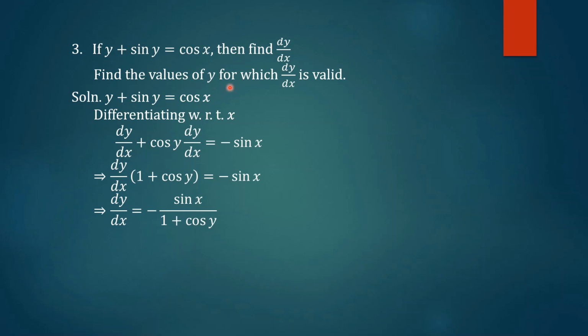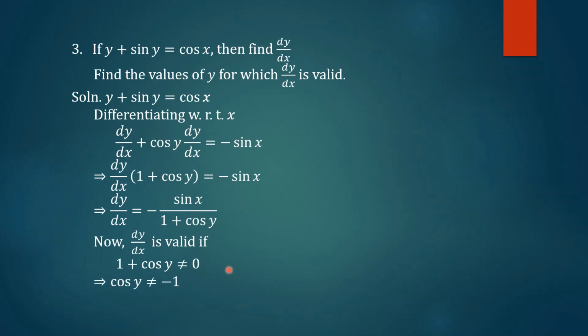Now the second part: you have to find those values of y for which this dy/dx is valid. You see, dy/dx is a quotient function, numerator divided by denominator, and any quotient function is defined only when the denominator is non-zero. So we write that dy/dx is valid if 1 plus cos y is not equal to 0, and that implies cos y is not equal to minus 1.